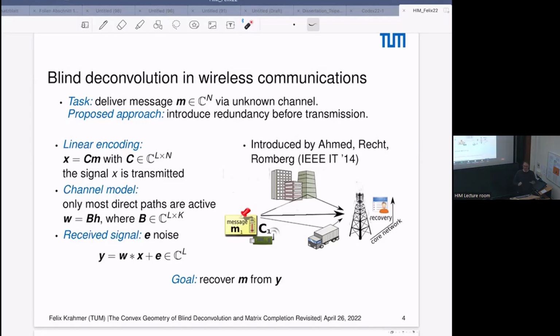Namely, we are assuming that the encoding we're doing is just linear, in the sense that we embed our signal into a higher dimensional space with a known embedding matrix C that we are to design. And then the channel model is also a linear model. You could think, for example, that there are a lot of paths where the signal could potentially go, but we are only assuming that the first few of them are active, so the shortest paths, which would correspond to a matrix B that could be, for example, the first few columns of the identity matrix. So the important thing is C, which we have some potential to design. B is given to us by the model. And as before, we have this convolution of these two things, and we want to recover our message M from this convolution.